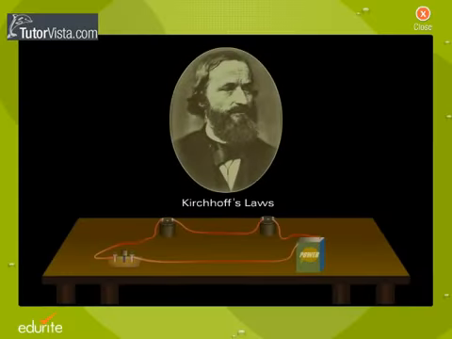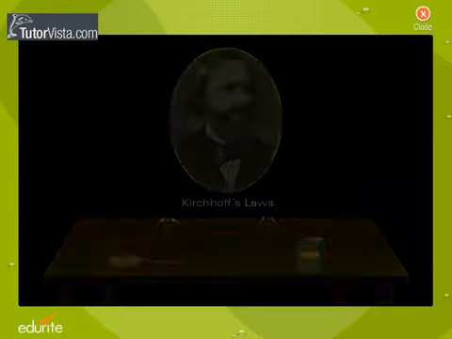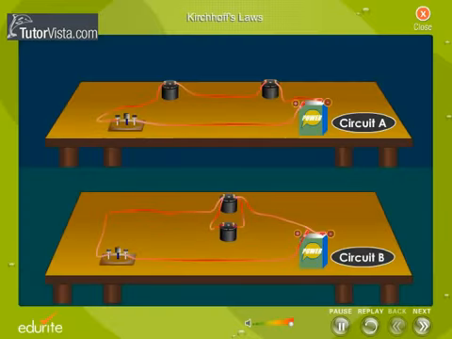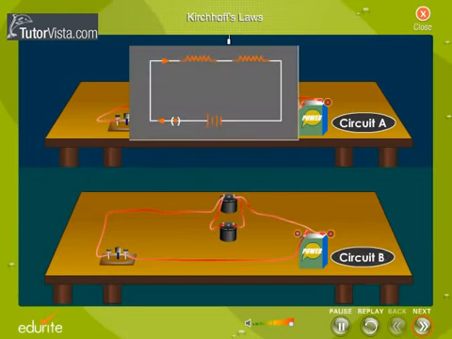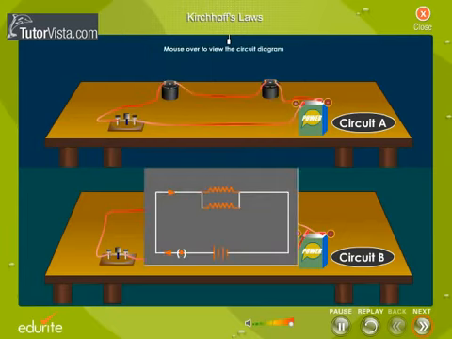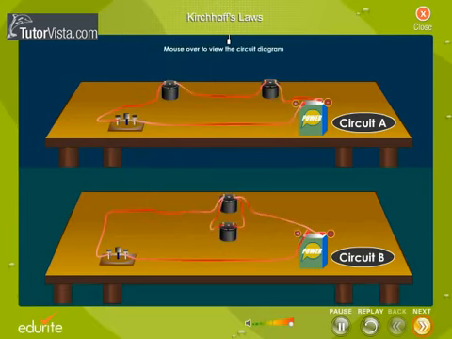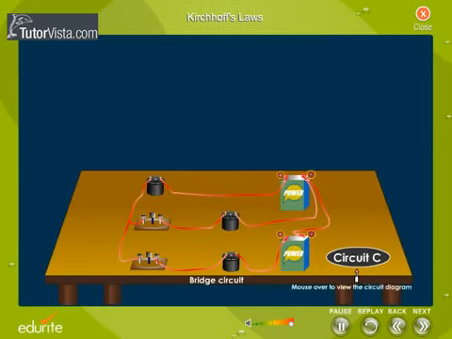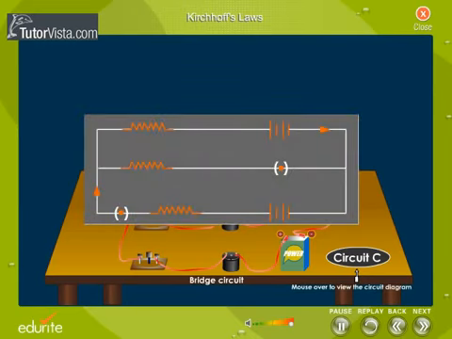Kirchhoff's laws. Effective resistance of the simple circuits labeled A and B can be reduced to series and parallel combinations by using Ohm's law. But Ohm's law cannot be used to solve complicated bridge circuits having more than one source of EMF.